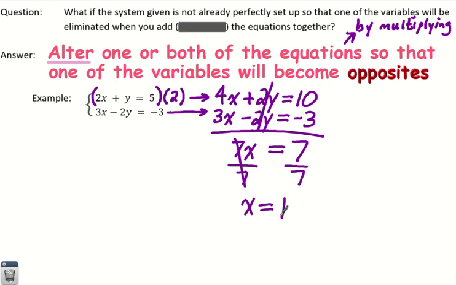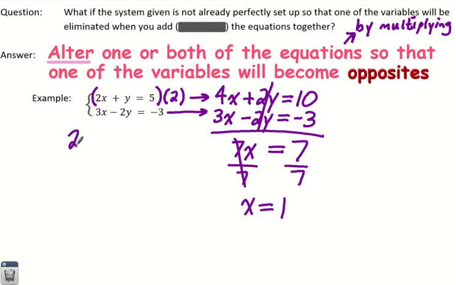Now I can take my answer, plug it back in. Now I have this choice, I have this option, or I actually have my updated equation number 1 if you want to do that. It doesn't matter. I'm actually going to choose the original equation number 1.